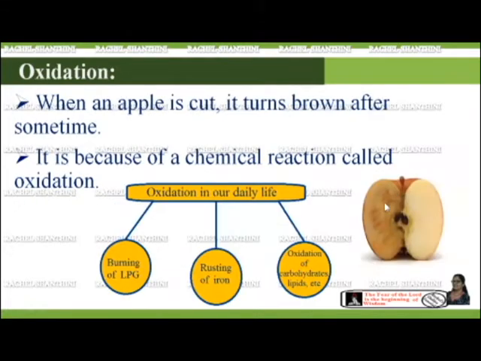When an apple is cut, it turns brown after some time. Do you know the reason for this color change? It is because of a chemical reaction called oxidation. Burning of LPG gas, rusting of iron, and oxidation of carbohydrates and lipids to get energy are some of the oxidation reactions we come across in our daily life.